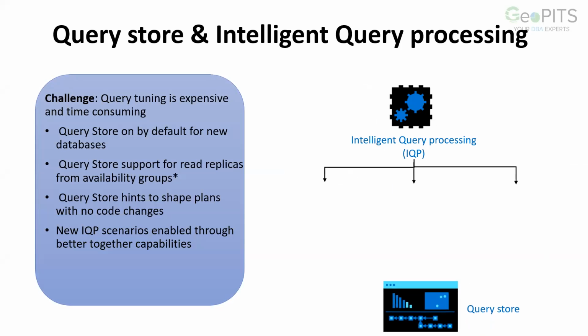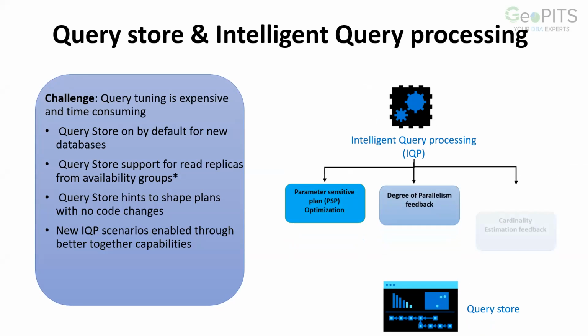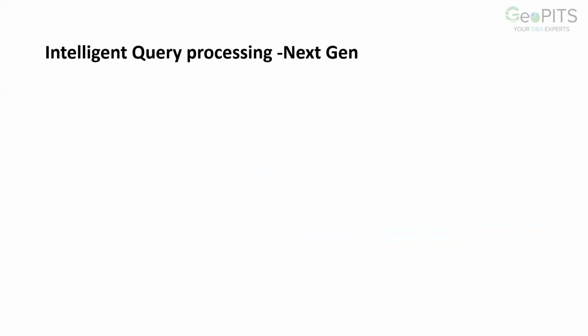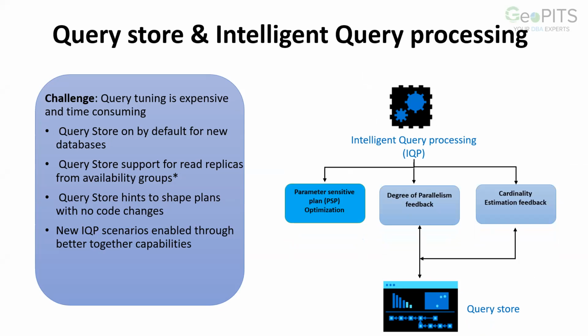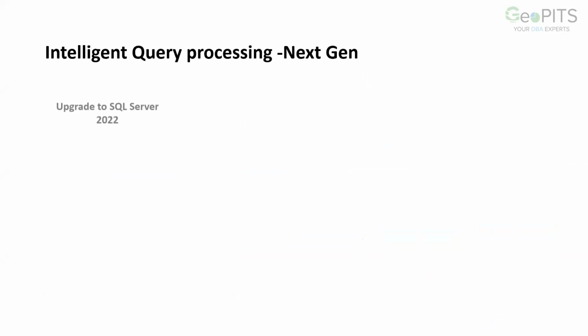Mainly in this session, we are going to discuss parameter sensitive plan optimization, along with degree of parallelism feedback and cardinality estimation feedback. Degree of parallelism feedback and cardinality estimation feedback will depend upon the Query Store hints and their feedback. So what is intelligent query processing? It is the next generation, which means that of 2022.